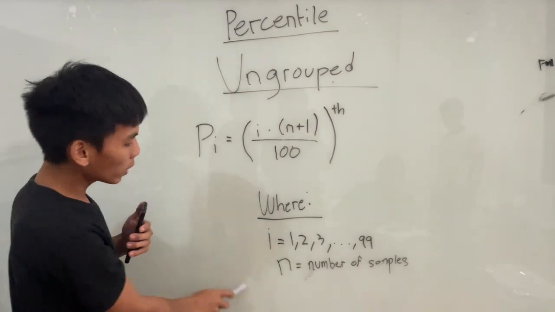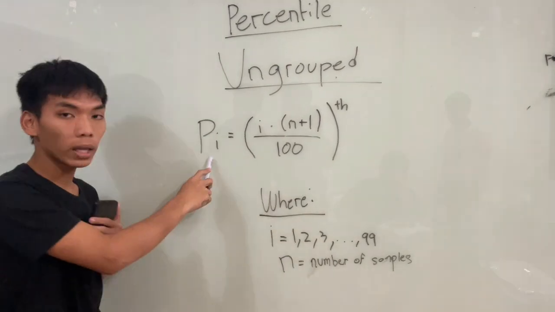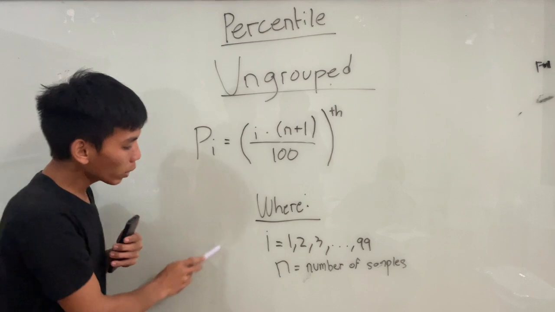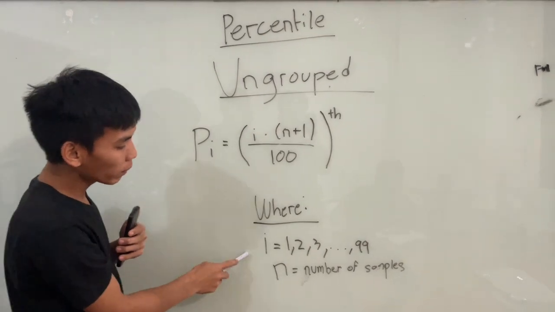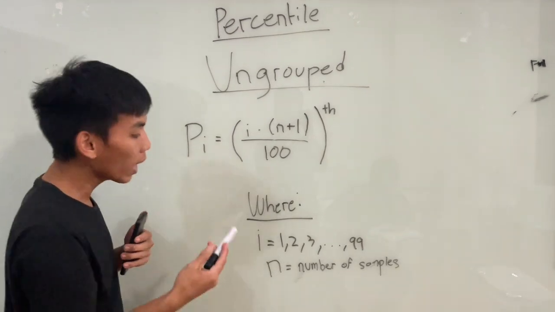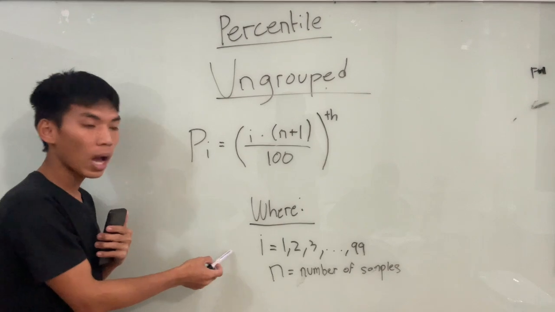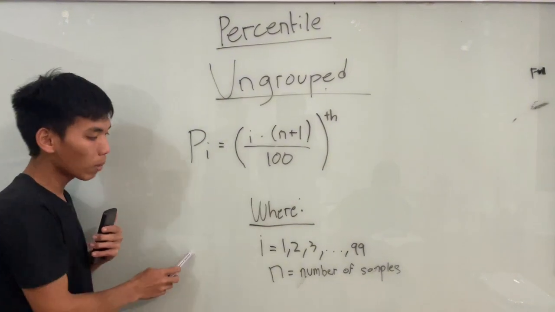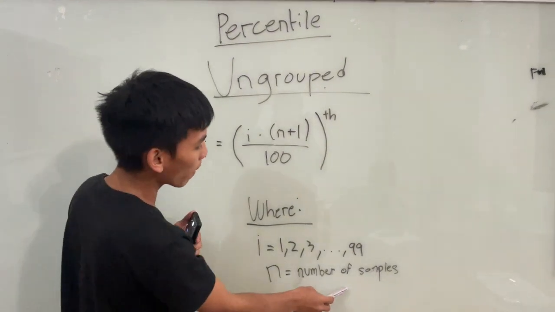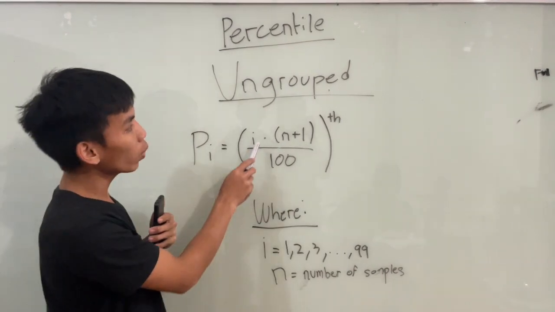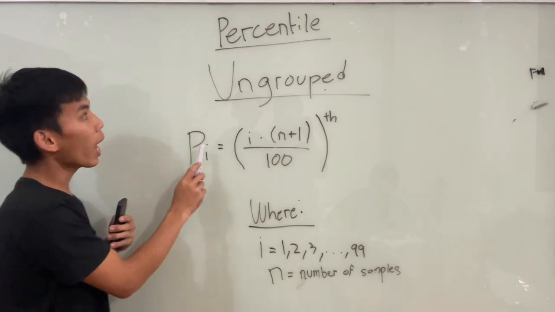So, let's proceed to itong mga letter dito kung ano ba to talaga. So, yung i stands for yan yung mga number or yan yung mga pina-find or hinahanap natin na number, which is yan yung mga number na 1, 2, 3 to 99. So, yung n naman dito is yan yung mga number of samples. So, yun lang yung about sa formula ng ungroup percentiles.